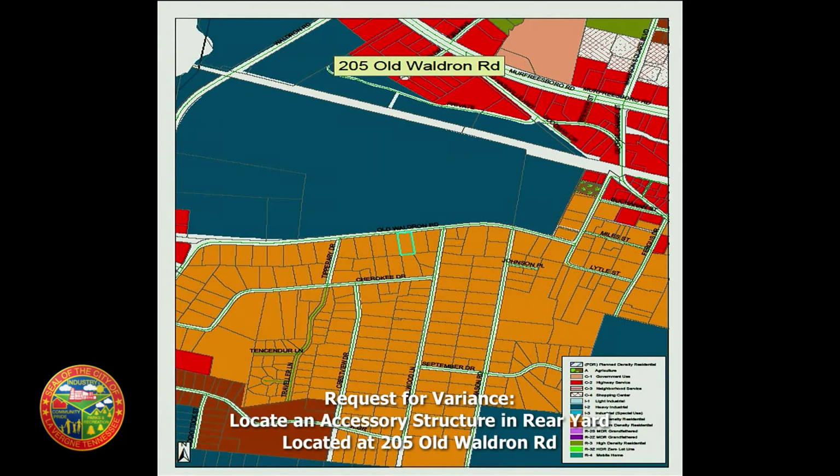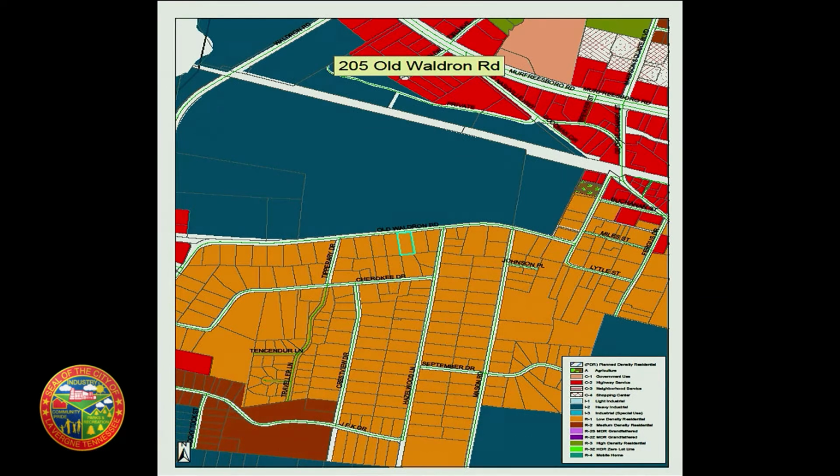Here's a zoning map. You can see this entire side of Old Walden is actually the same zoning, which is R1, low density residential. And again, you can see this subject property is in the blue outline.